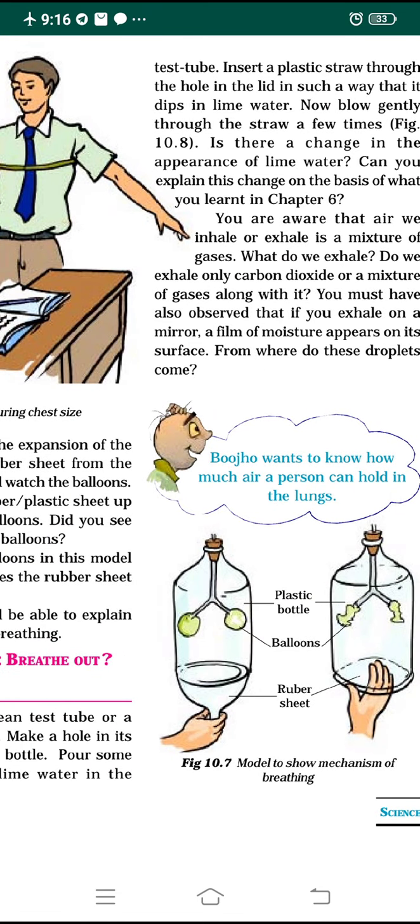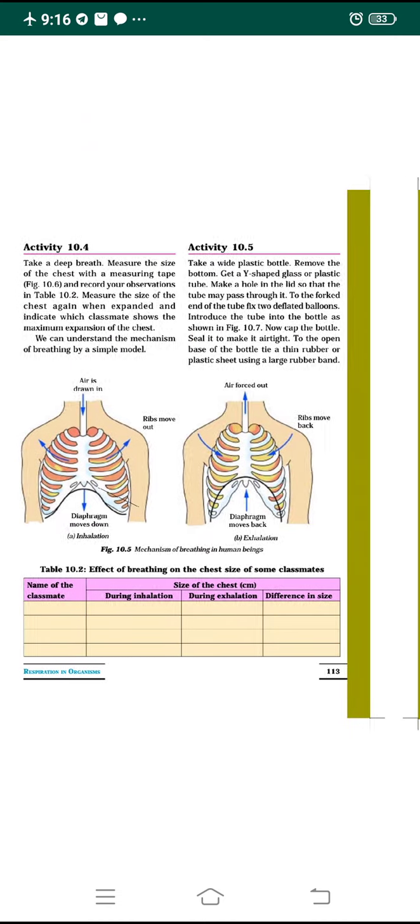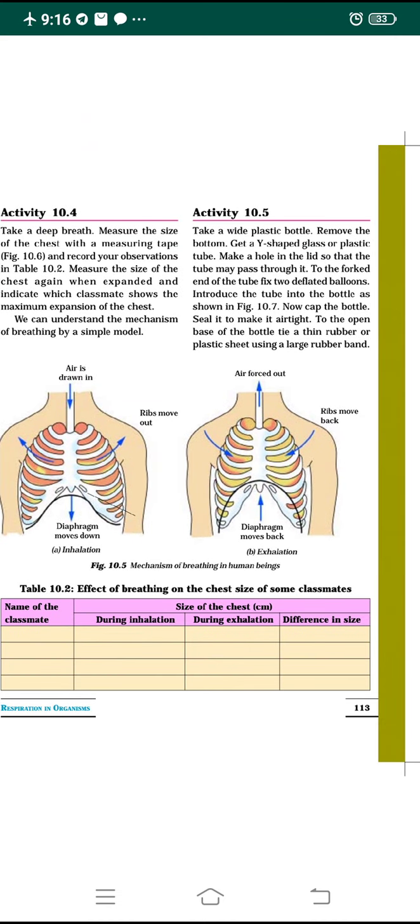You can do this because you have removed the bottom portion. Later on you have to cap the bottle, which means closing the top portion and sealing it to make it airtight. Airtight means no air can pass through it. The base of the bottle is open now because you had already cut it out.